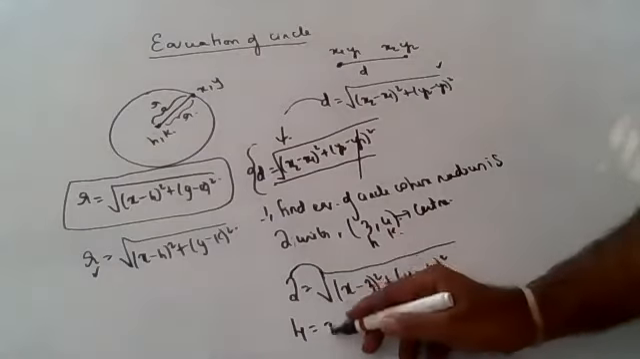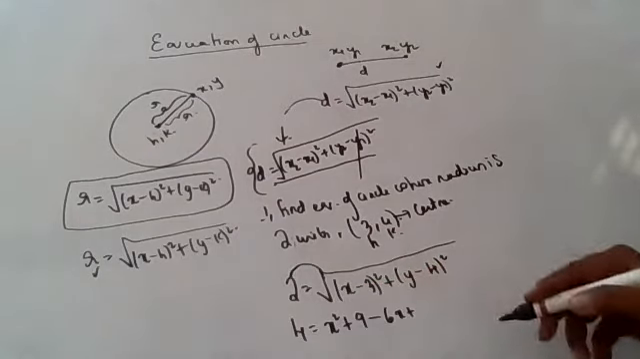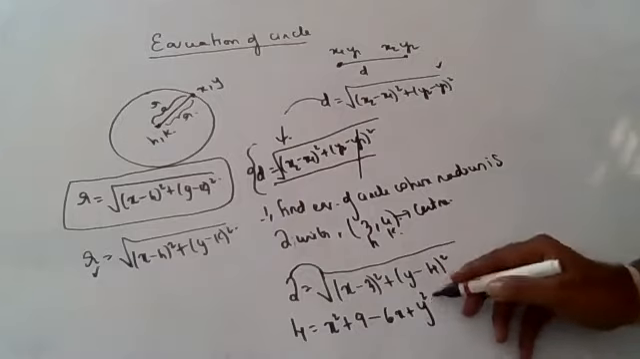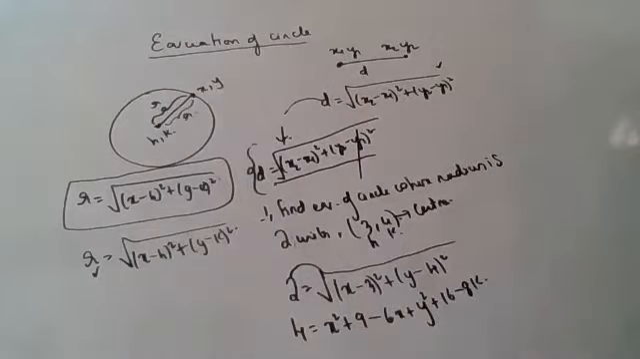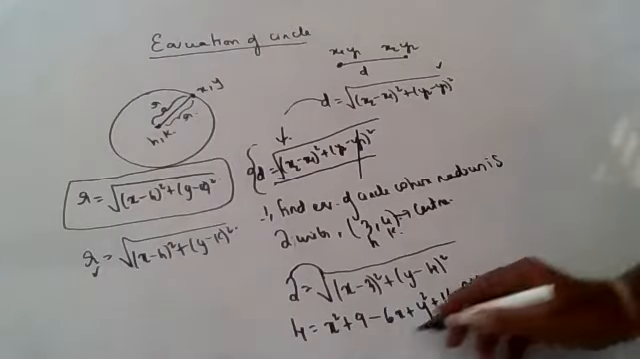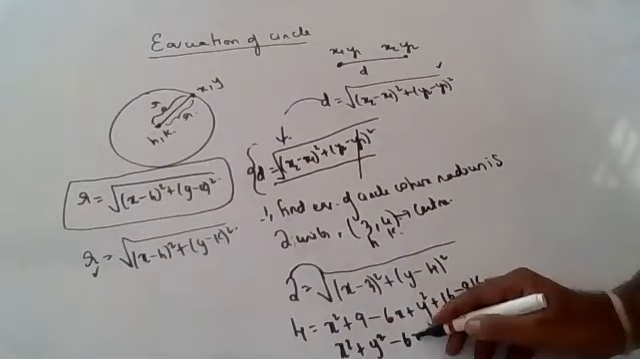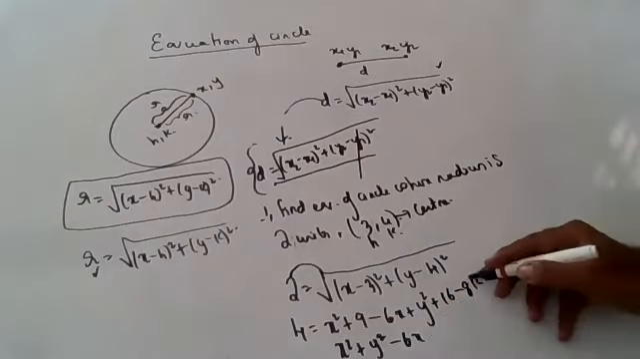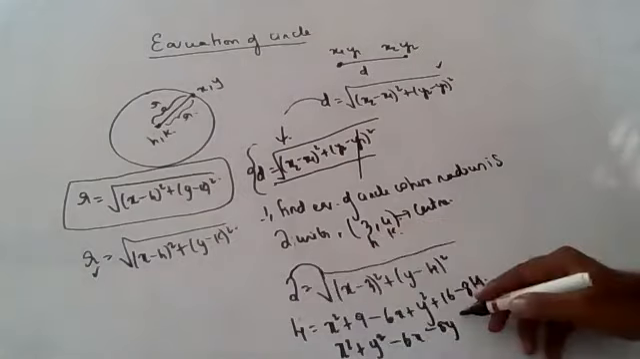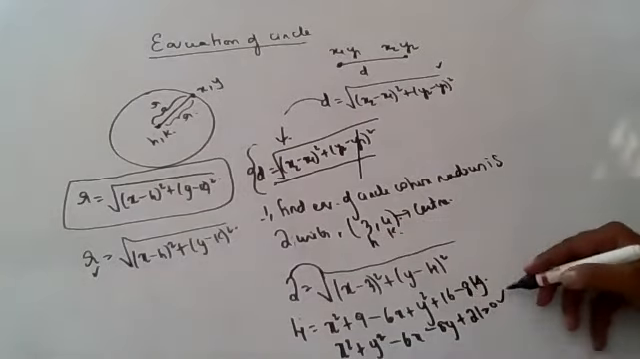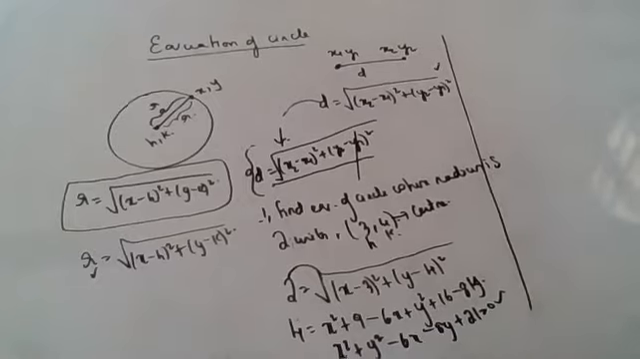(x minus 3) whole square: x square plus 9 minus 6x. Again, y square plus 4 fours are 16, minus 8y. Okay, children, what is the final equation of the circle? The equation of the circle turns out to be x square plus y square minus 6x minus 8y, plus 16 plus 9 is 25, 25 minus 4 is 21, equal to 0. This is the equation of the circle, meaning with this equation we can draw circles in the graph.